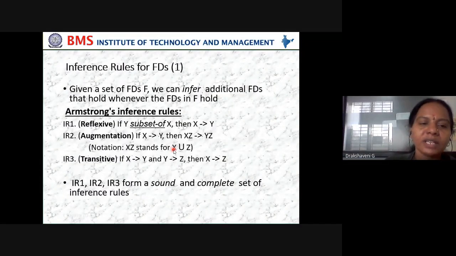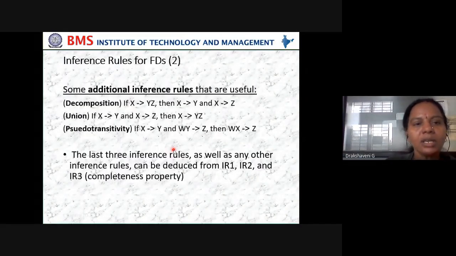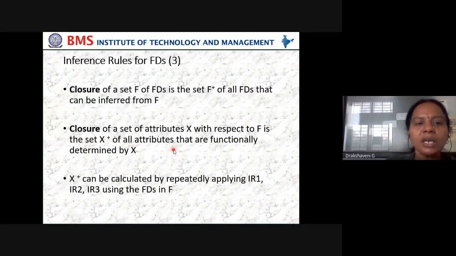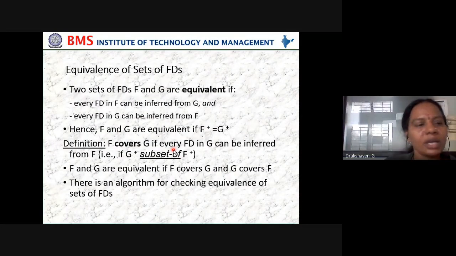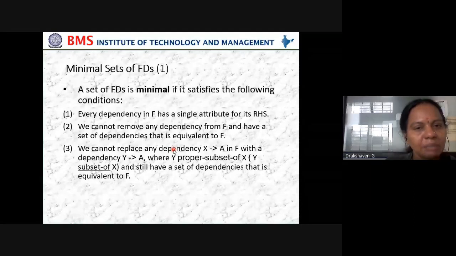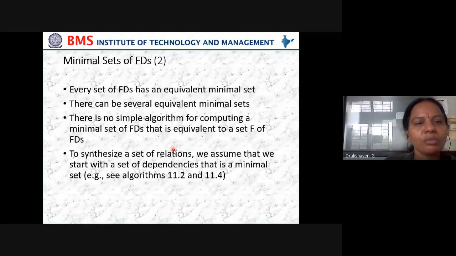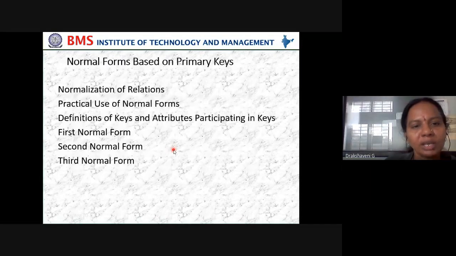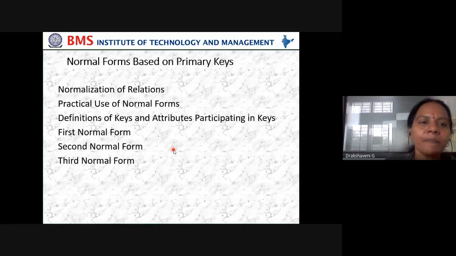Then we have seen reflexive, augmentation and transitivity. Then we have seen decomposition, union, and pseudo transitivity. Then inference rule, closure. Then we have seen the equivalence of sets of functional dependencies. Then we have seen a minimal set of functional dependencies. Then we have seen what the normal forms based on the primary keys are.